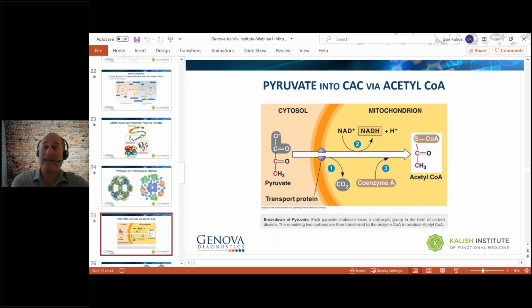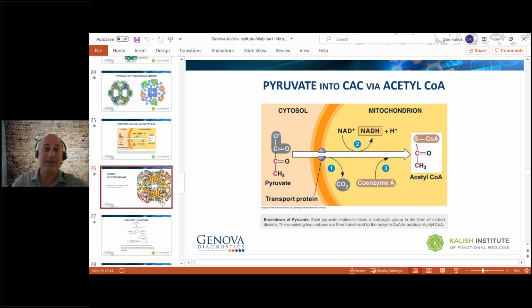So here's a breakdown of pyruvate itself. So you see pyruvate is in the cytosol. That's the outside part of the cell. And then it's going into the mitochondria. You see the yellowy part? That's the mitochondria. It's literally being transported into the mitochondria, where then it's turned into acetyl-CoA, and then it goes into the citric acid cycle. Okay, that's the mechanism that we're looking at here.